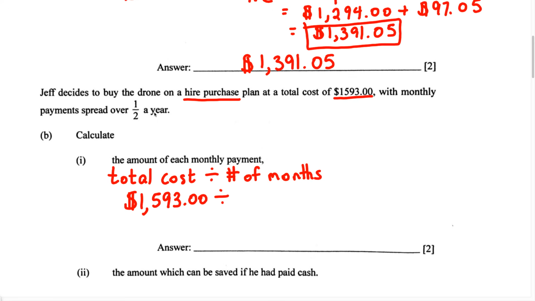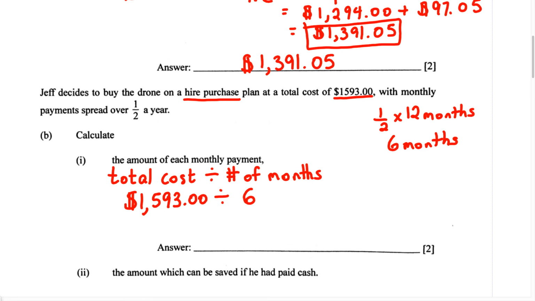Now you might know a half a year equals 6 months, but if you don't know, you know there are 12 months in a year. So we're just going to say 1/2 multiplied by 12 months. And when we put this in our calculator, we can say 1/2 times 12 is going to give us 6. So we have 6 months. Therefore, the number of months is going to be 6.